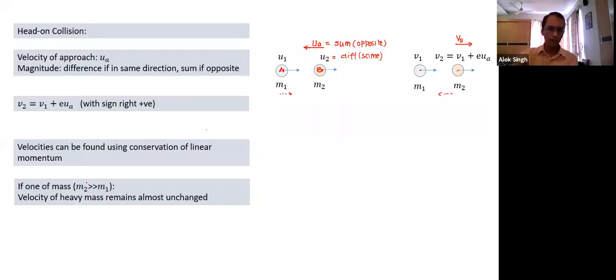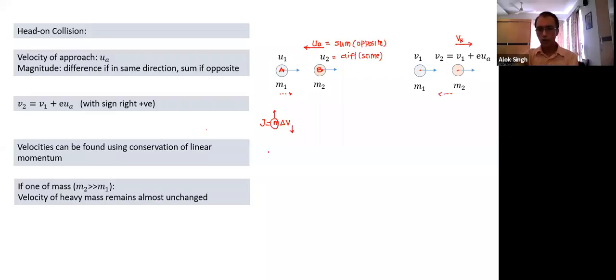Whenever one mass is much heavier than the other, the velocity of the object with the much heavier mass will remain almost unchanged. What is the change in velocity if an impulse is applied? If impulse J is there, J is equal to mass times change in velocity. If this mass is very large, the change in velocity will be very small. That's what we are saying here.